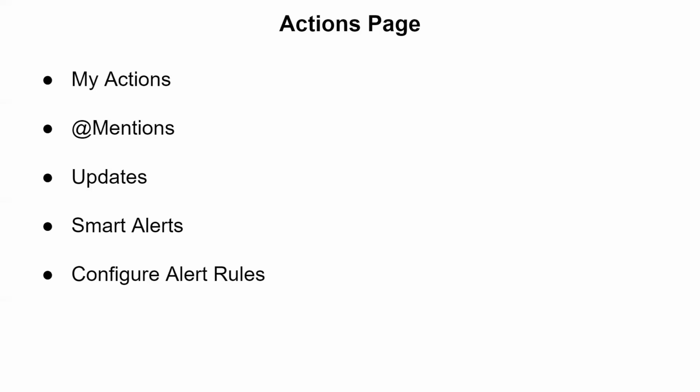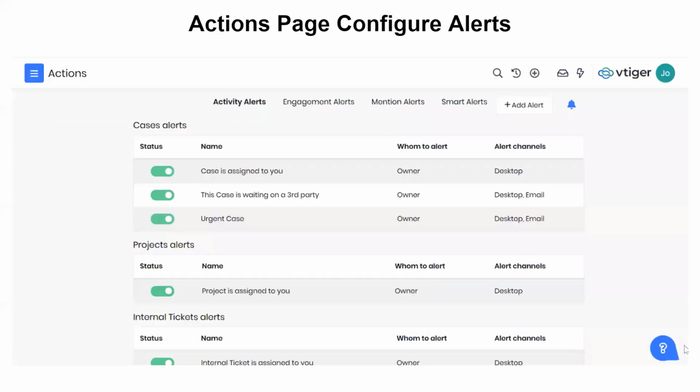You'll also be able to see any updates. So if case statuses have been changed, really any updates on the case, you'll be able to view what your users have been doing and get quick insight into all those updates. You can also see your smart alerts, and then you can configure your alert rules as well. So here's a screenshot of the actions page showing some activity alerts that a customer service manager can create. So this will help you to always stay in the loop and in tune to what needs your attention.